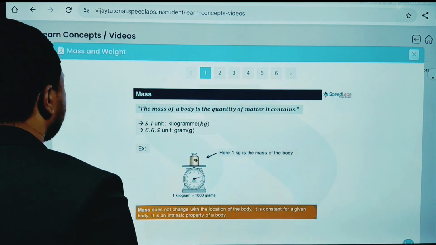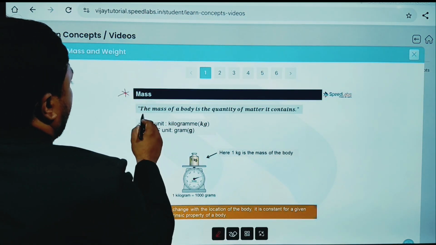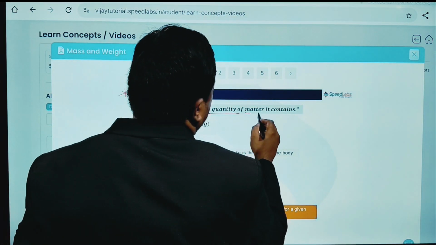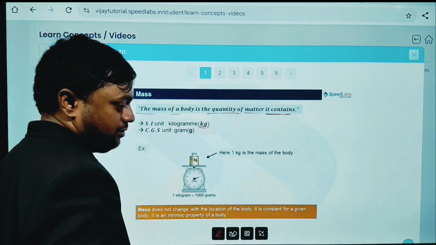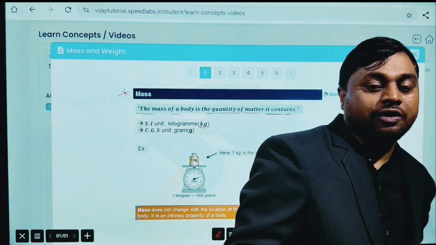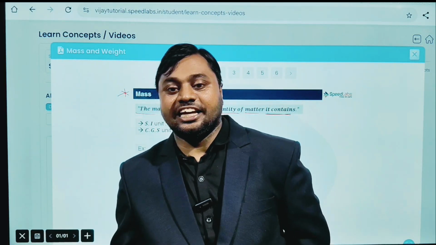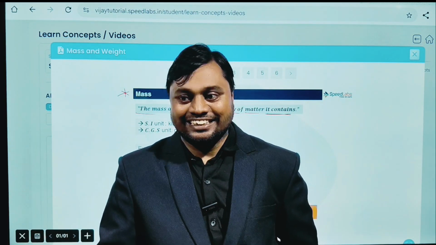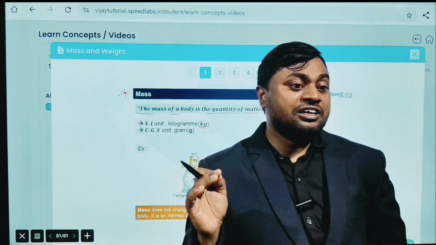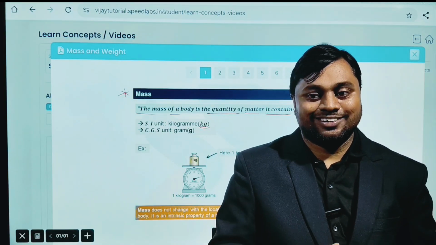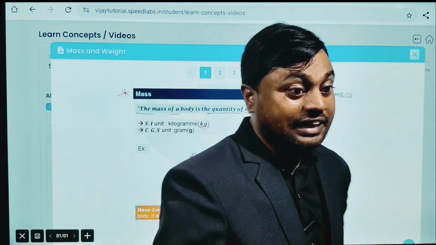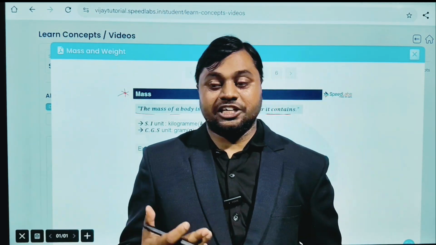The mass of the body is the quantity of matter in it. SI unit is what? A kilogram. Generally in our day to day life we say, what is your weight? We say 60 kg, 70 kg. Yes or no? So that is not the weight, that is our mass. We are saying it wrong from the physics point of view. That is our mass, 60 kg.